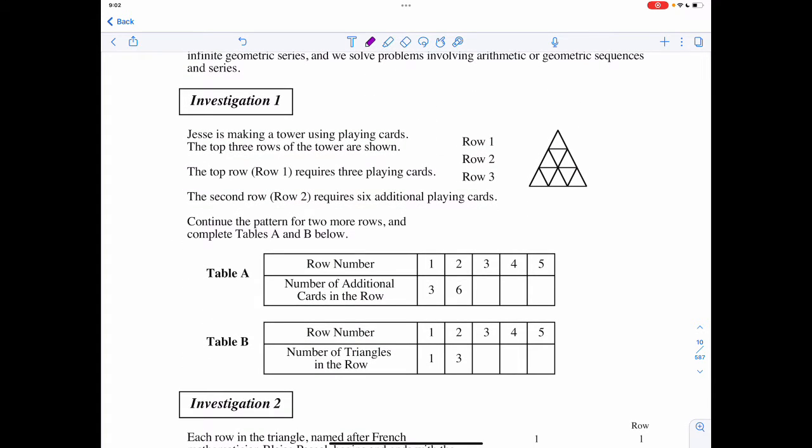So in the first case, it says Jesse is making a tower using playing cards. The top 3 rows of the tower are shown. So in order to make row 1 up at the top, it took 3 playing cards. To make row 2, we had to add 6 more playing cards. To make row 3, we had to add an extra 1, 2, 3, 4, 5, 6, 7, 8, 9 playing cards.